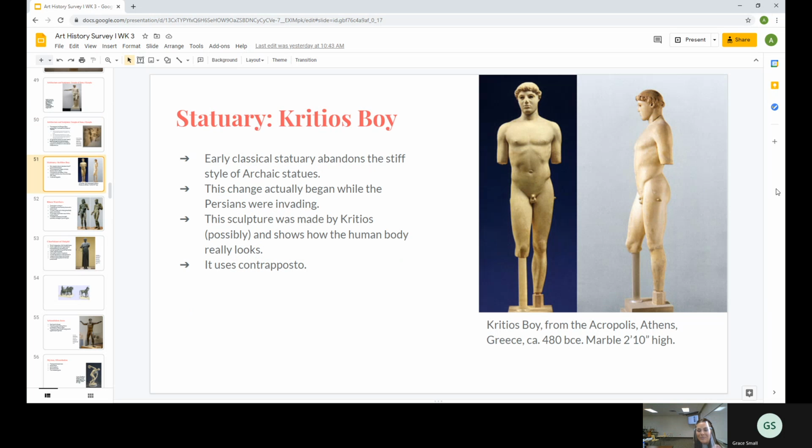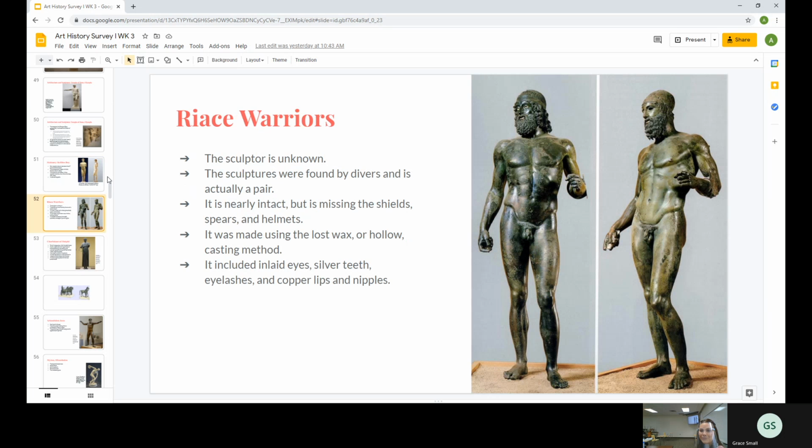Some more statues, which is predominantly what this section is about. The Critias boy, which once again also abandons that stiff archaic posture in favor of contrapposto. That change itself did begin during the Archaic era when the Persians were still invading, and it does definitely take off afterwards when the original classical era, as it's dated, begins. Similar contrapposto, everyone really likes it. This one's cool. These are the Riace warriors. There's a group of them.